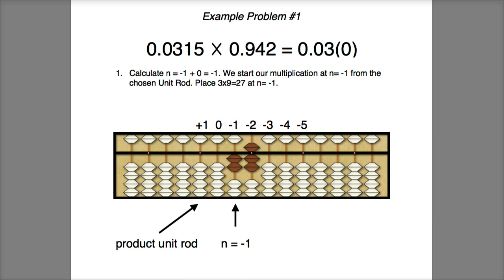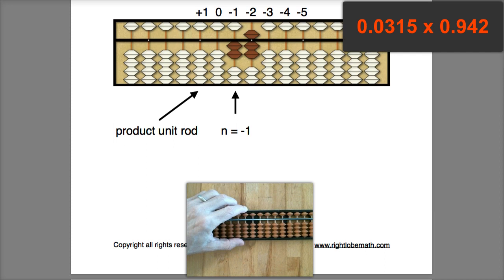As we start our multiplication here, we're going to multiply 3 times 9, which is 27, and we're going to place it at n equals -1. So let's go ahead and do that. Here I'm going to choose this as my unit rod, so this is +1, and then I'll move to the right, this is 0, and then here's -1. So this is where I'll enter the 27, which is the first digits for our product answer.